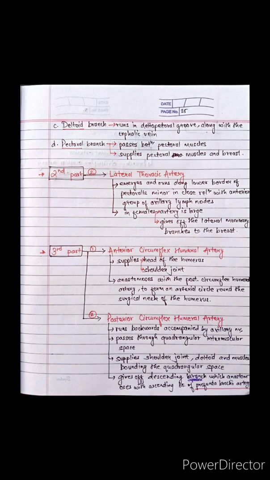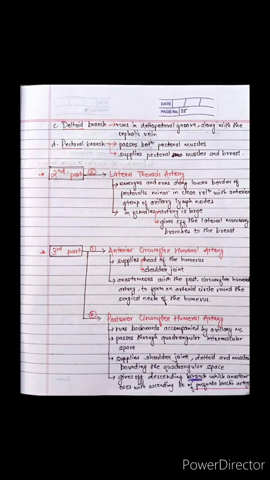Now from the second part arises the second branch known as lateral thoracic artery. It emerges and runs along lower border of pectoralis minor in close relation with anterior group of axillary lymph nodes. And in females, this artery is large and gives off the lateral mammary branches to the breast. Now let's see third part.